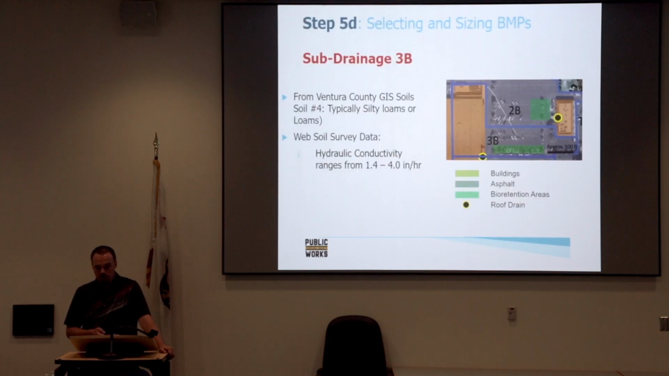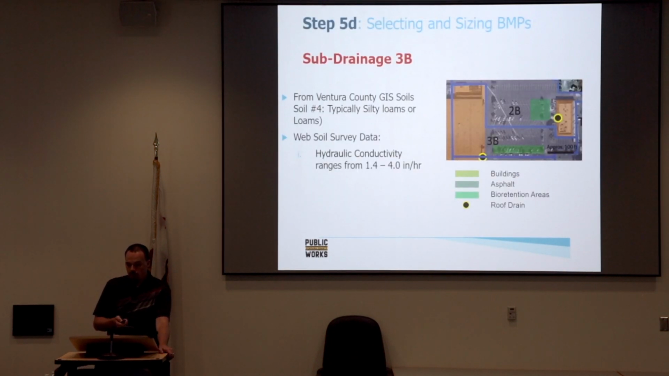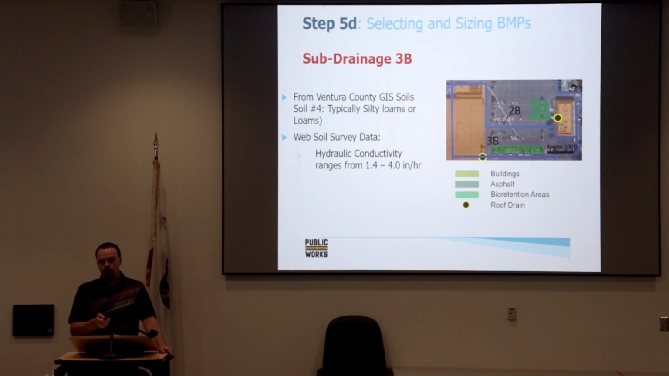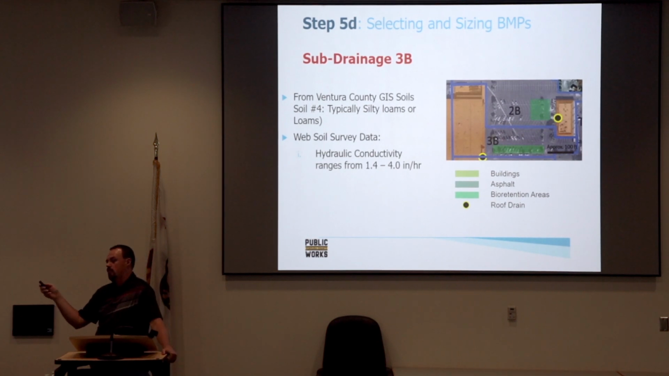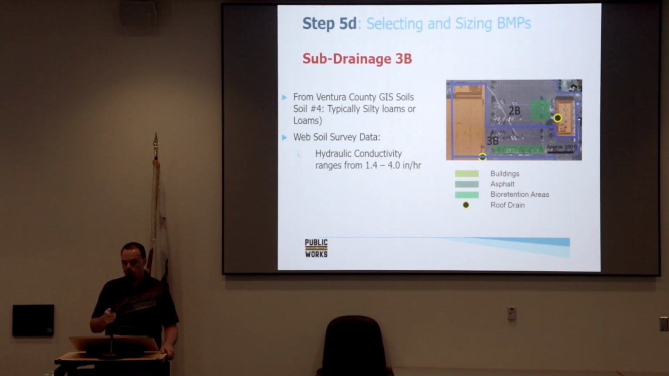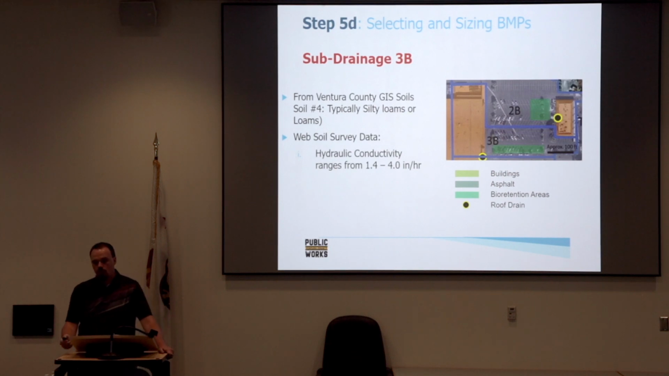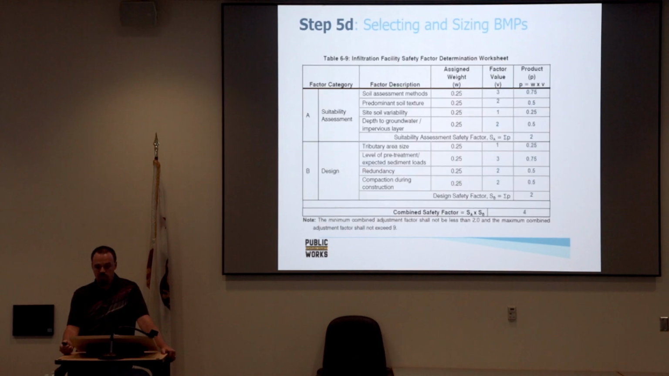So for subdrainage 3B, we have soils number 4. For this example, it says the hydraulic conductivity from that web soil survey reference I provided before the break, where you can click on the actual soil type and it tells you what the general KSAT might be. So that's what this number is. The range given for that soil type at this site was 1.4 to 4 inches. So for the initial concept design of this project, we're going to use the lower range, which is 1.4 inches. This is assuming we don't have any geotechnical information to back it up. So it's just conceptual at this point.